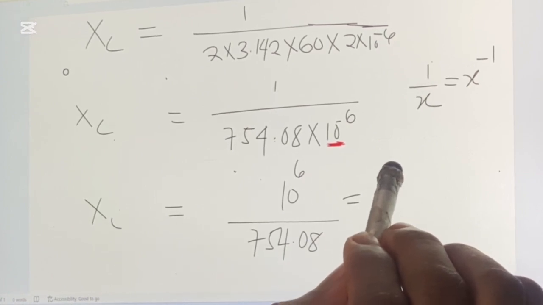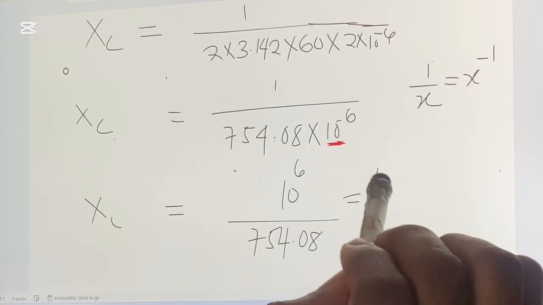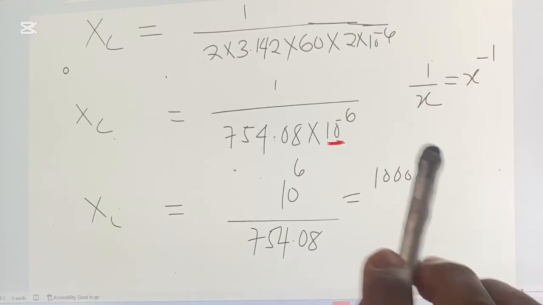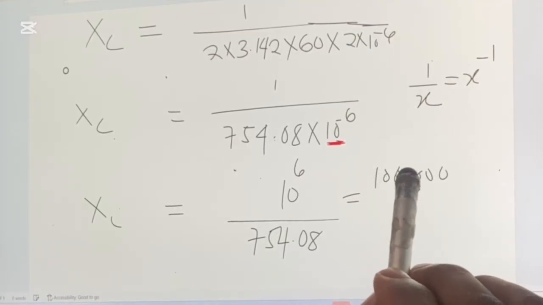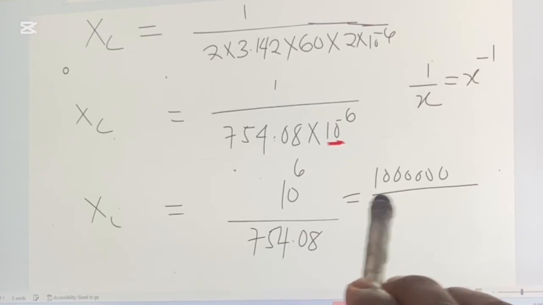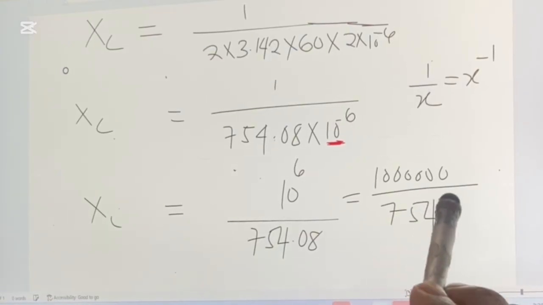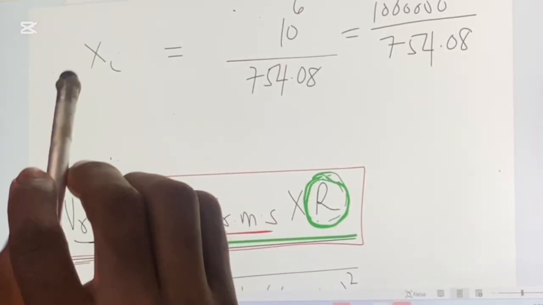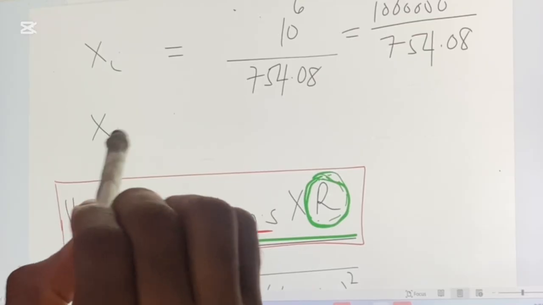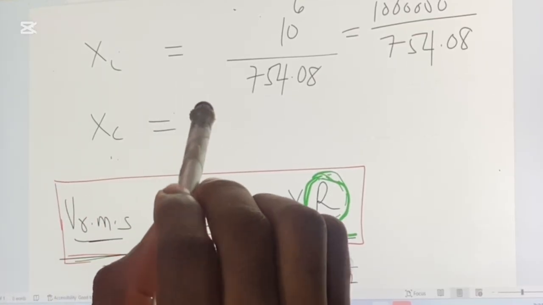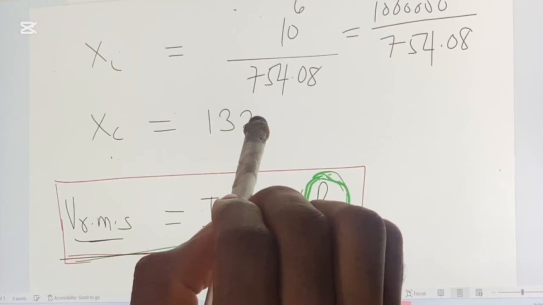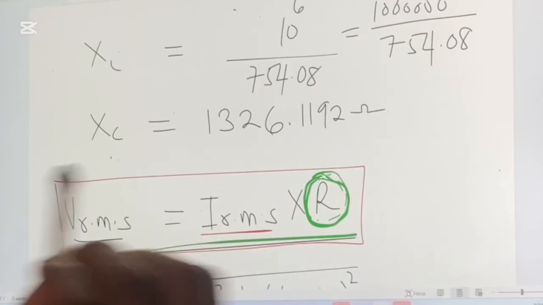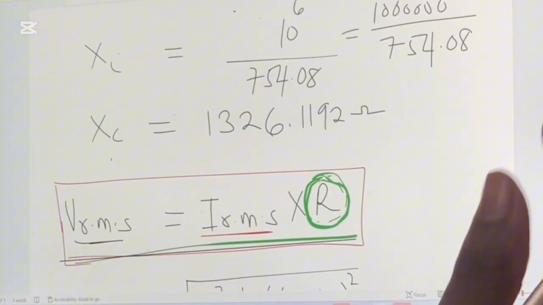So 10 raised to the power of 6 is 1 followed by 6 zeros, so this will be 1, 0, 0, 0, 0, 0, 0 over 754.08. Please take note. So punch your calculator. Our capacitive reactance will be equal to 1326.1192 in ohms. Please take note. It's a resistance. So let's come back to this.